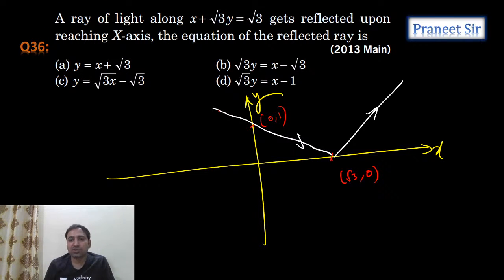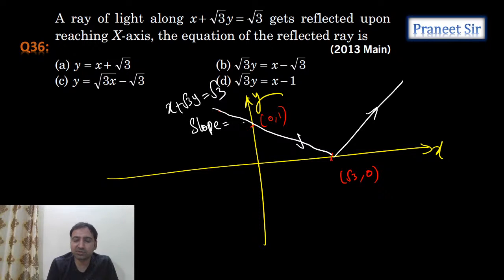Right. So what is the slope of this line? What is the slope of the incident ray? The incident ray is given as x plus root 3y equals root 3. So when we calculate the slope, how much are we getting? Are we getting minus 1 by root 3?